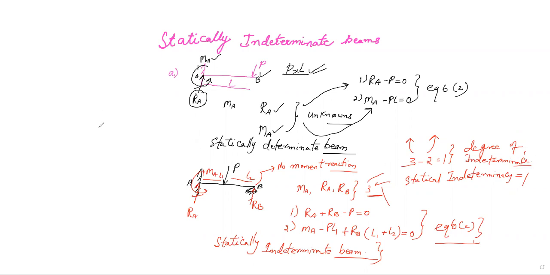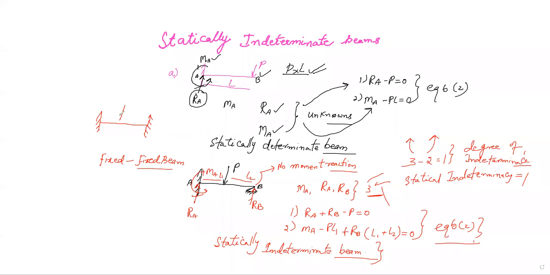Okay. Apart from this, if we have a beam that is fixed at both ends, this is also a statically indeterminate beam. We have a beam fixed at one end and fixed at the other end. This type of beam is known as a fixed beam. If you look at this fixed beam, it is also statically indeterminate.